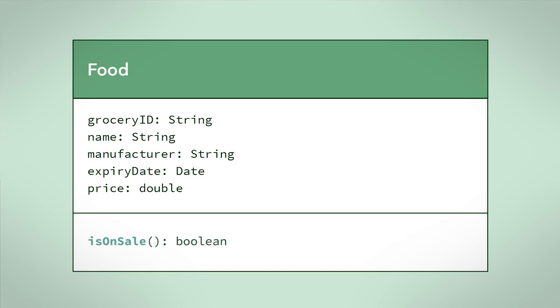This method will return a boolean to represent if it is on sale. A boolean value is either true or false. The isOnSale operation takes no parameter, so we don't include a parameter list. Suppose isOnSale takes a date parameter and returns true if the food item is on sale on the given date. Our class diagram will now look like this. Note how the parameter list follows the same format as the class diagram's properties.